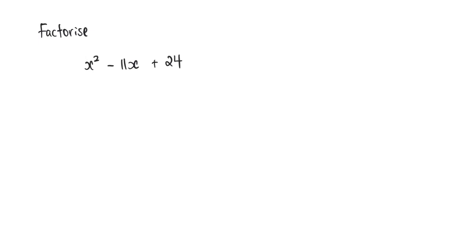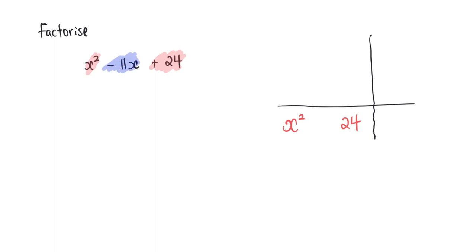Hello everyone, for this part of the question we need to factorize the following, and Mr. Tan is going to make use of my cross chart to do that. So I would have my x squared and positive 24 written here. I will also have my negative 11x written here. So I just need to make sure that I will have x times x to give me x squared.